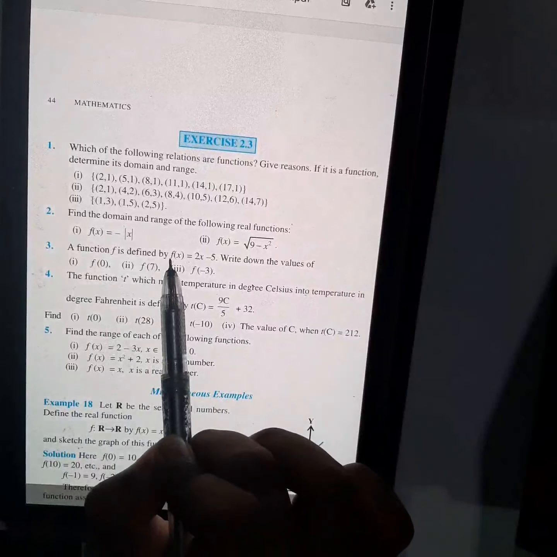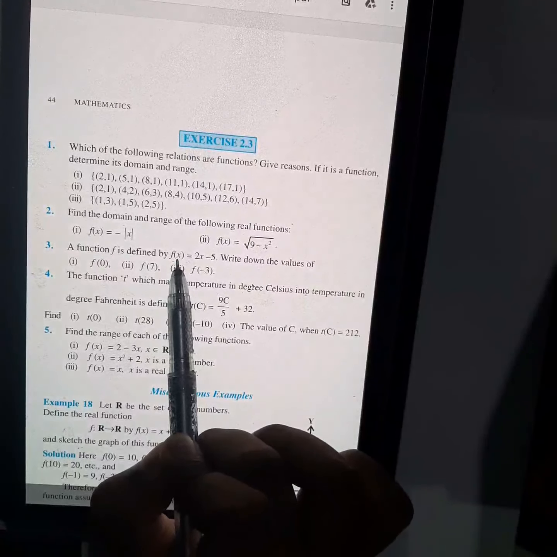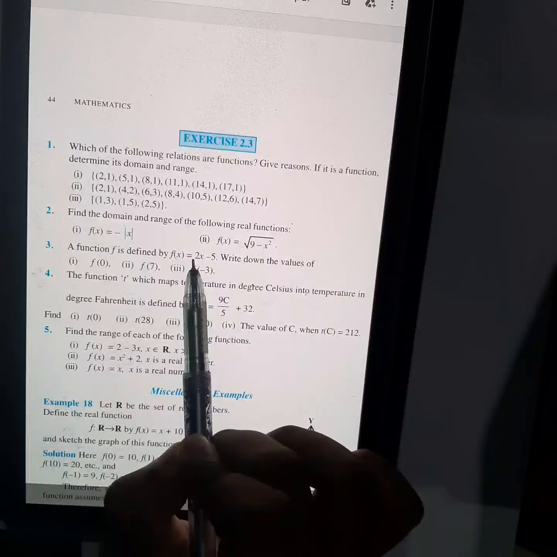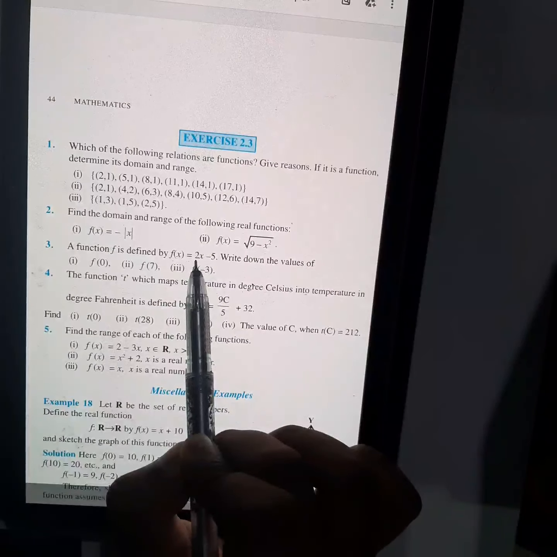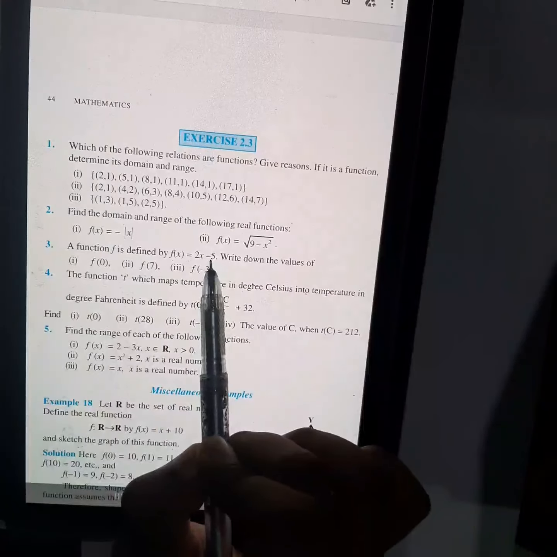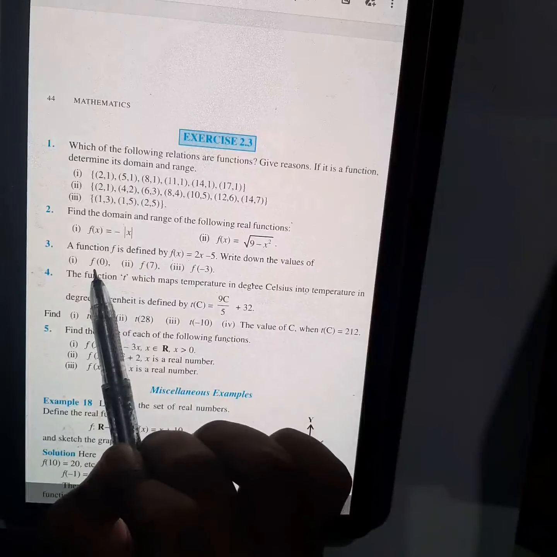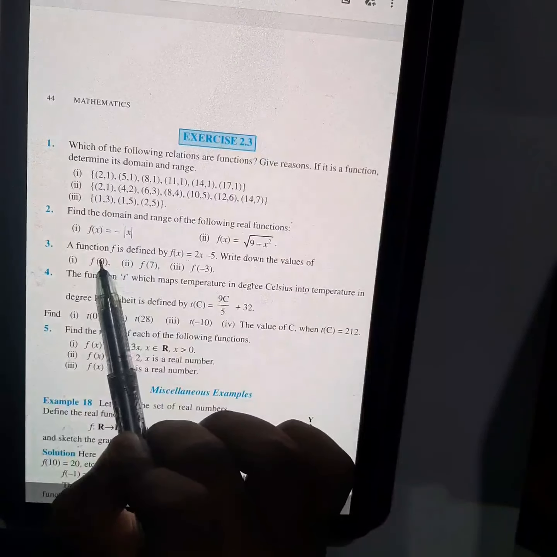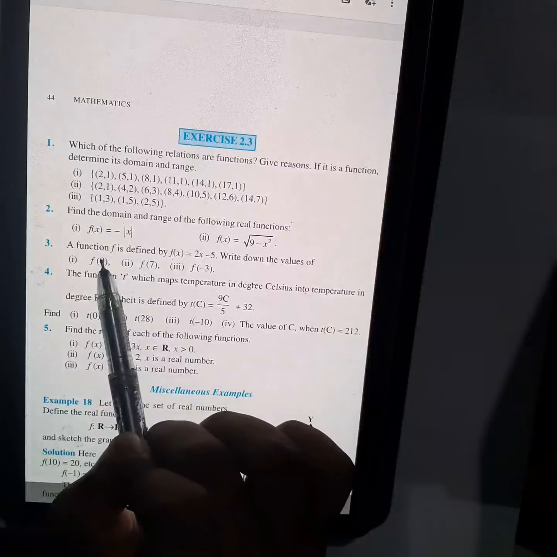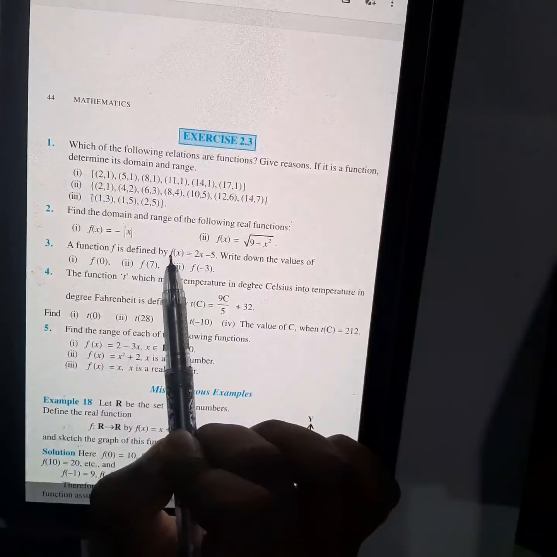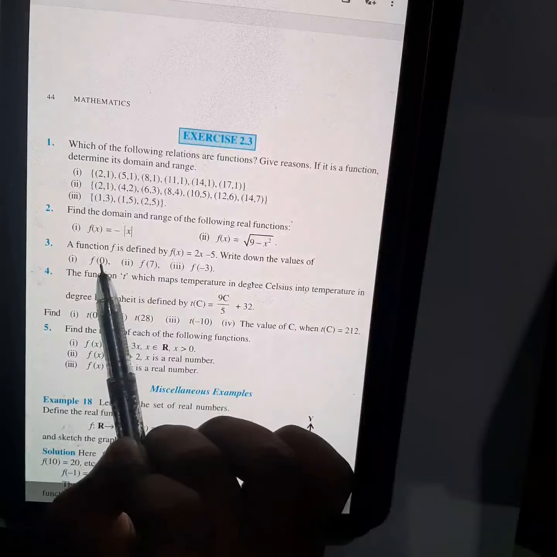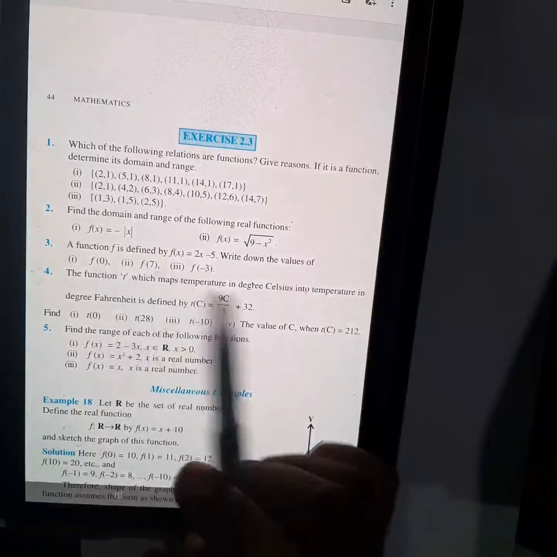Now you can see when the function is f of x, here in bracket x, then your function is defined as 2x minus 5. Now they have asked you to find the value of f of 0. So you can see in place of x, it is 0 now. Here it is f of x, here it is f of 0. Means in place of x, it is 0, right?